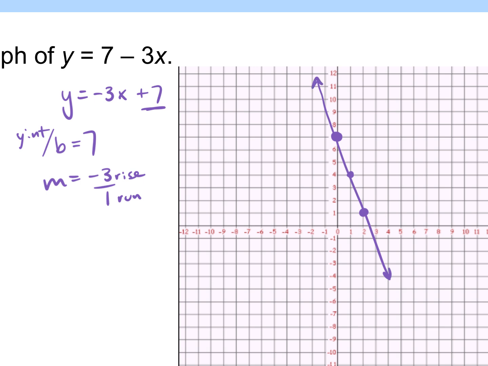Be careful when you're putting this slope that you're going in the correct direction. If you have a negative slope, your line should be decreasing.